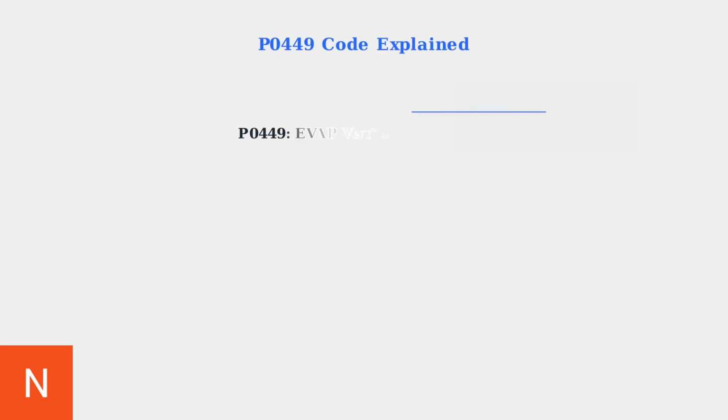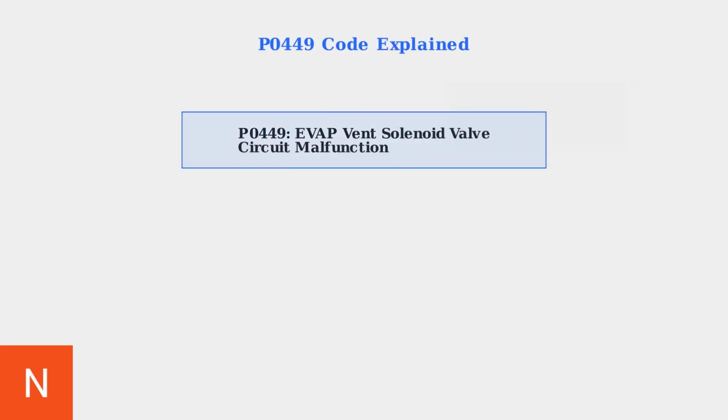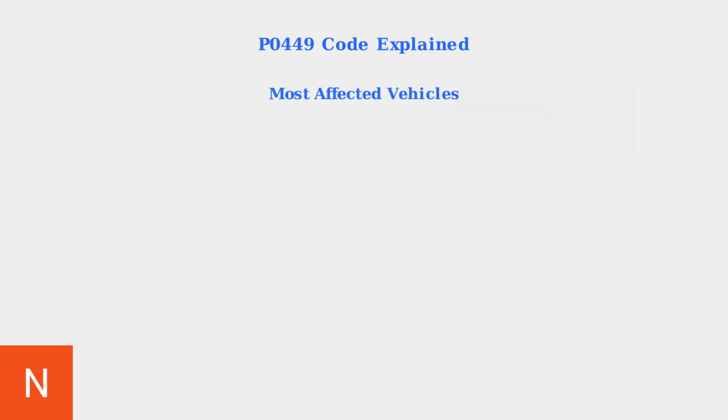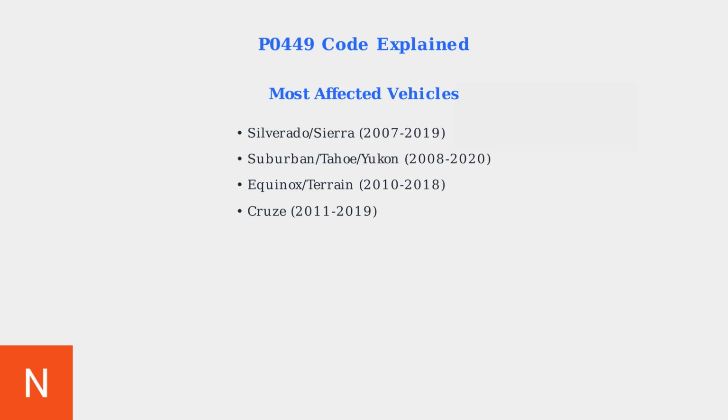The P0449 diagnostic trouble code indicates a malfunction in your vehicle's EVAP vent solenoid valve circuit. This prevents proper sealing of the fuel vapor system in Chevrolet and GMC vehicles. This code is particularly common in several Chevrolet and GMC models.